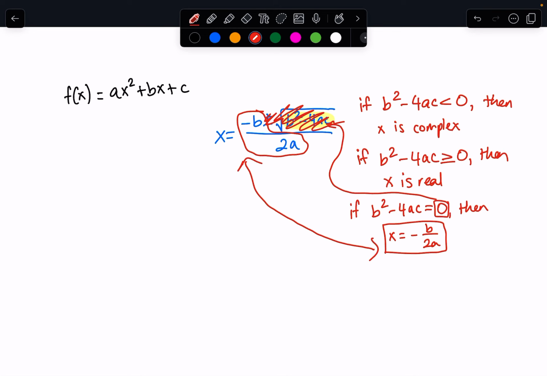All right. So that's the idea of the discriminant, just to simplify it for you. And that's why we use it. And in the next video, we will go over how to graph parabolas, different types of parabolas.